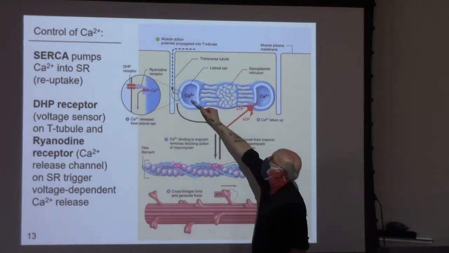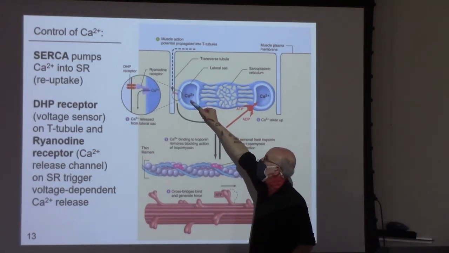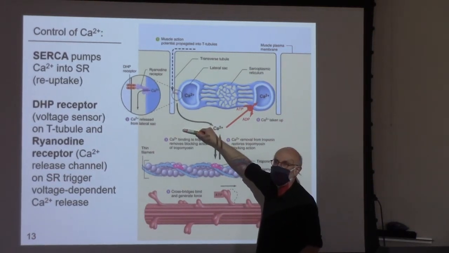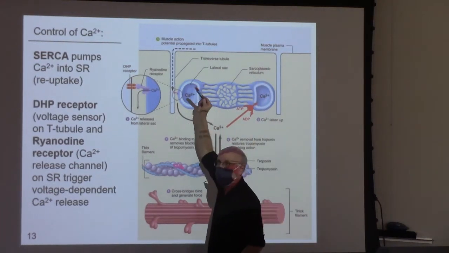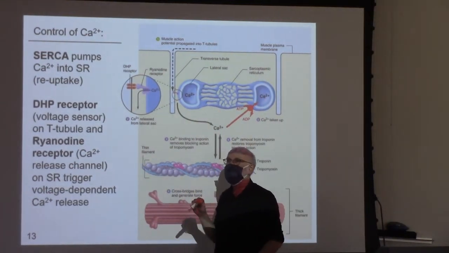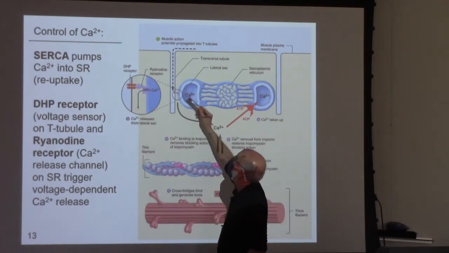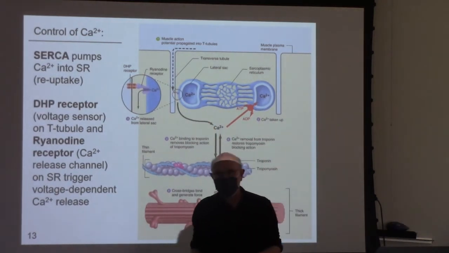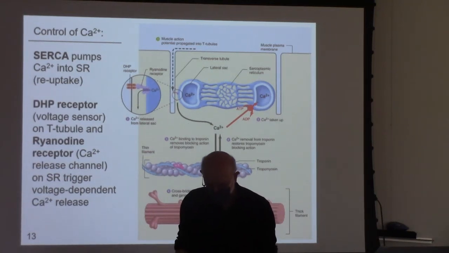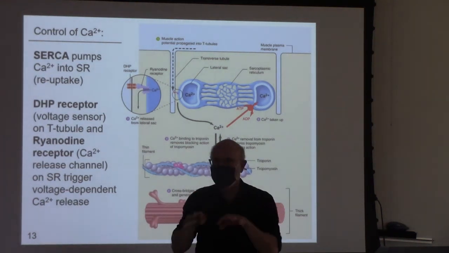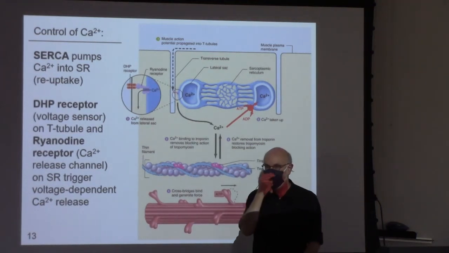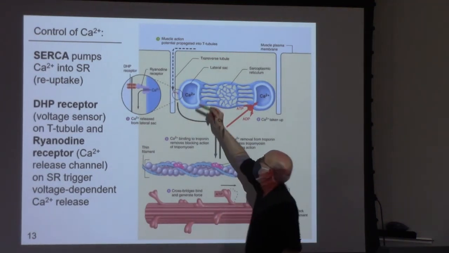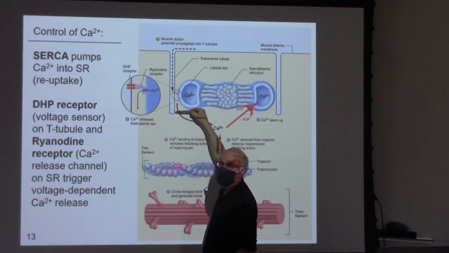Sarcoplasmic reticulum: high calcium in the lumen of the sarcoplasmic reticulum, low calcium in the cytoplasm because of SERCA. The action potential that spreads along the surface membrane of the cell propagates into these special structures called T-tubules. In the model here, they're this blue network. So there's a network of deep impressions of the surface membrane into the muscle.